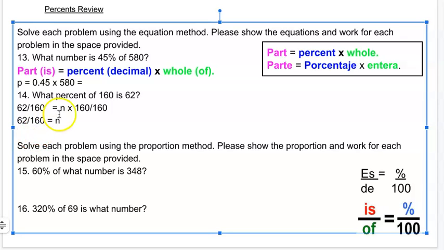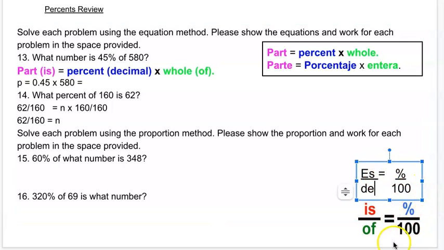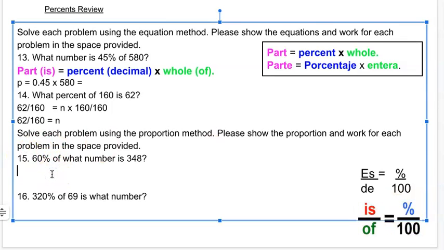Now we're going to set up the percent proportions. Here are the hints to help you. Is over of equals percent over 100. So is, what number is the unknown. So I'm going to put P over 348. There's no of, and we know the last number is 348. Equals, and then we have the 60%, so 60 over 100. P over 348 equals 60 over 100.